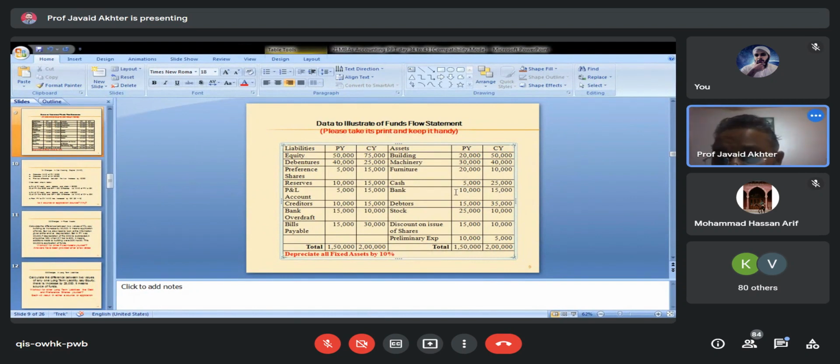If you take a recall, some will be source, some will be application, some will be source, some will be application. If you total all sources and you total all applications, दोनों में फर्क होगा. कितना फर्क होगा? Equal to your difference between cash balance.